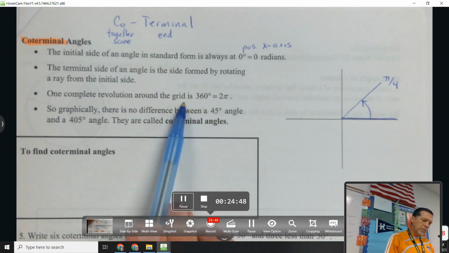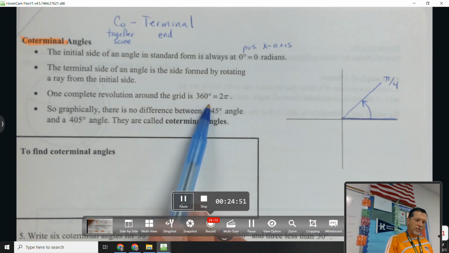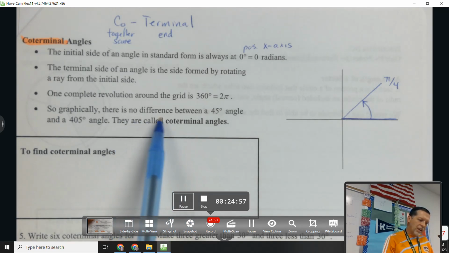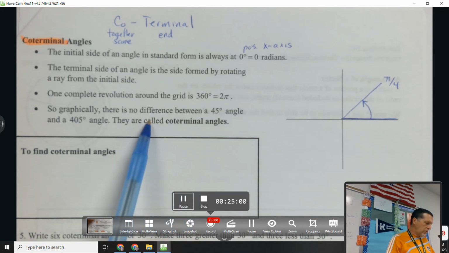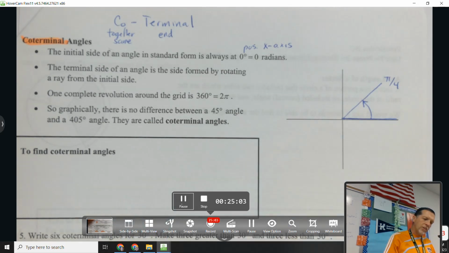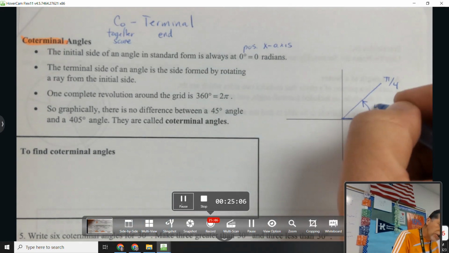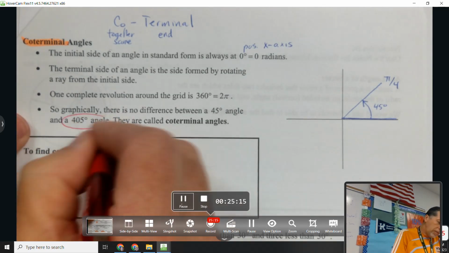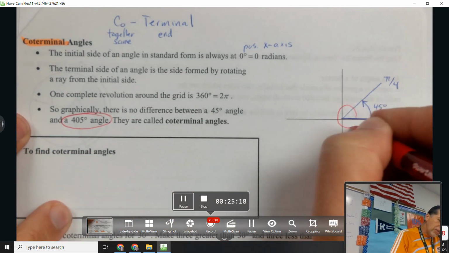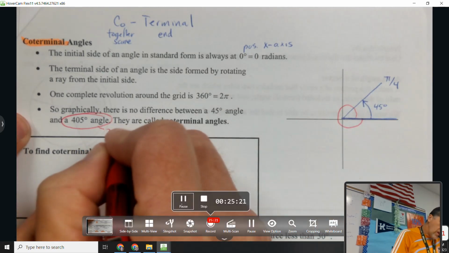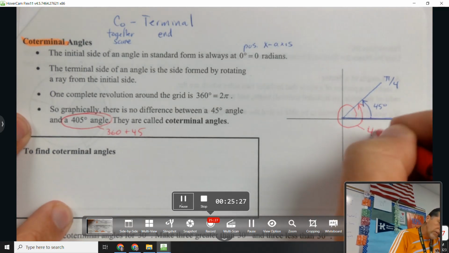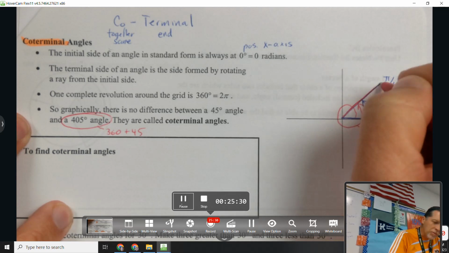One complete revolution is 360 degrees. You guys mentioned that earlier. That's equal to 2 pi, so that'd be all the way around. Graphically, this was Michael's question earlier, there's no difference between a 45-degree angle, which is also what I drew, and a 405-degree angle. A 405-degree angle, I'm going to do a different color, would mean you'd go all the way around, that's 360, and go 45 more. So there's your 405-degree angle. But they land at the same spot. They are coterminal.